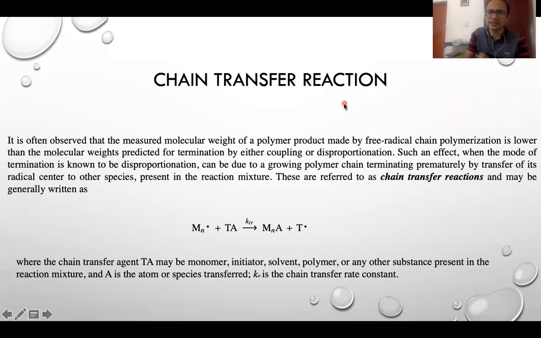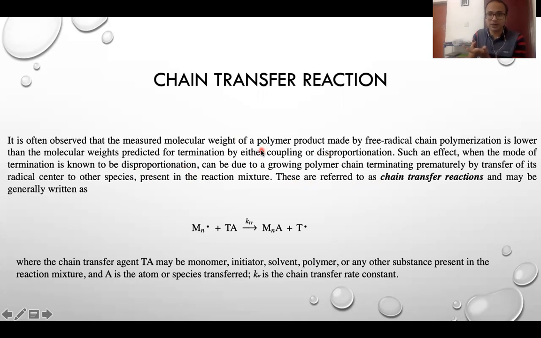Often, when we are talking about free radical polymerization, the molecular weight formed using this polymerization is lesser than what it would be if we had only termination steps like coupling or disproportionation happening. That means a different kind of termination route is happening. That is why we are getting polymers with a lower molecular weight. Though it is like a disproportionation process, it is different because it leads to polymer chains with a shorter length.